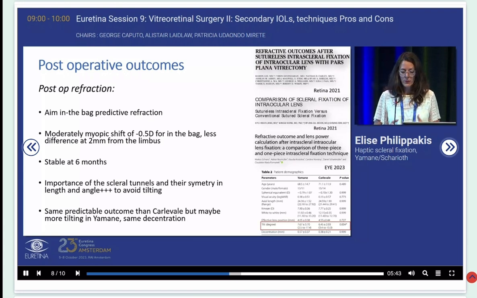And a study compared Carlevale lens to Yamane. They had the same decentration and maybe a slightly higher tilt degree in Yamane, but it happened also in Carlevale.